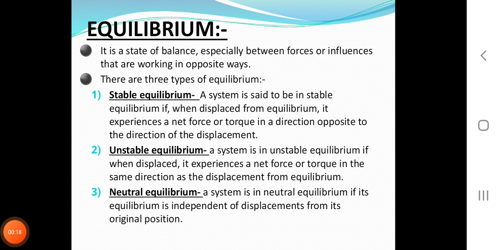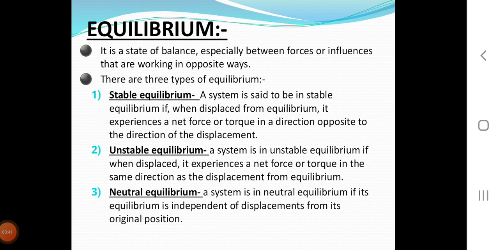Now let us understand what is equilibrium. It is a state of balance, especially between forces or influences that are working in opposite ways. There are three types of equilibrium. First is stable equilibrium, second is unstable equilibrium, and third is neutral equilibrium. So, the first, stable equilibrium.